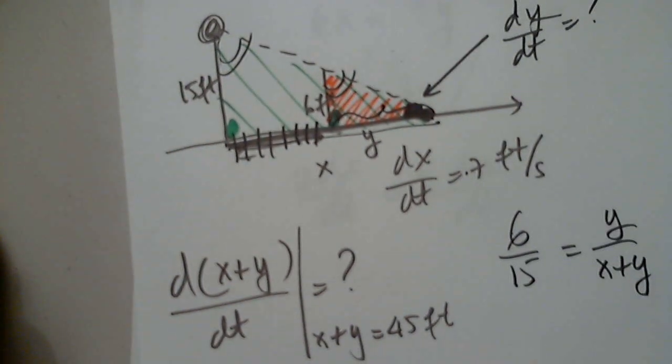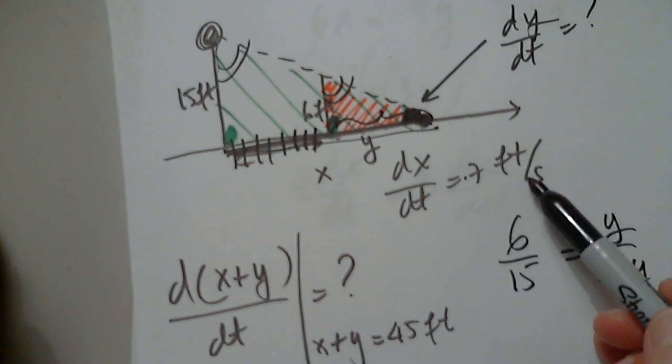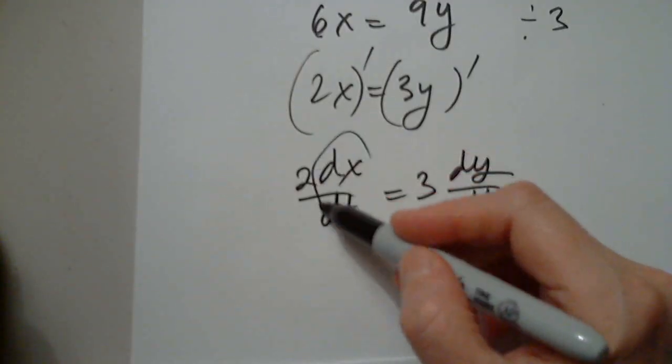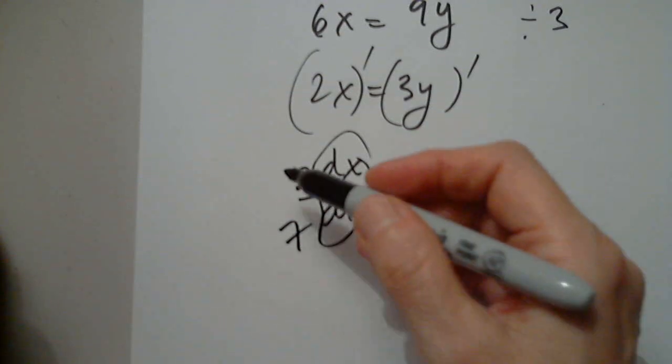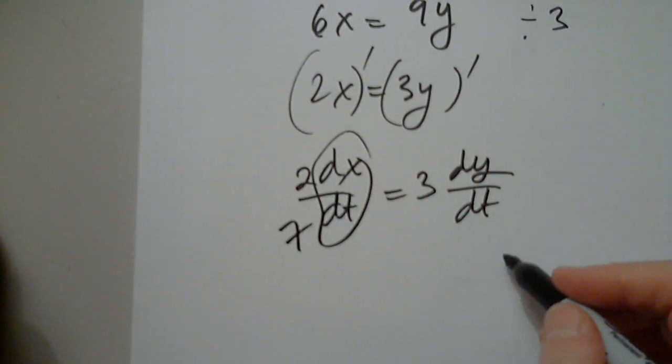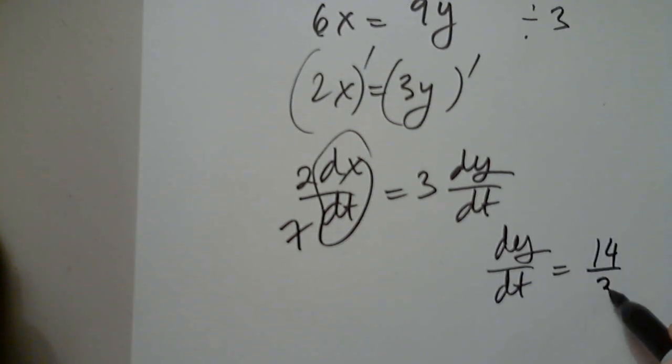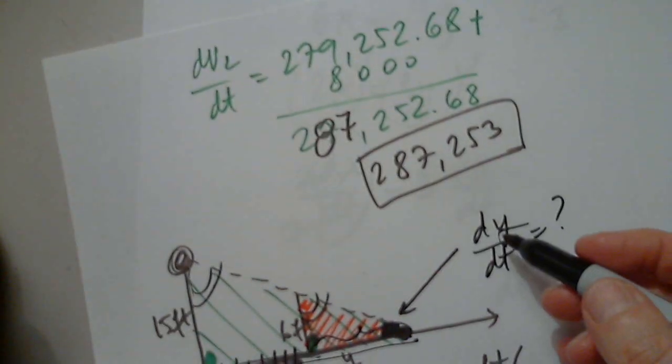I'm after dy over dt, knowing dx over dt is 7. 2 times 7 is 14 divided by 3. Of course, in feet per second.